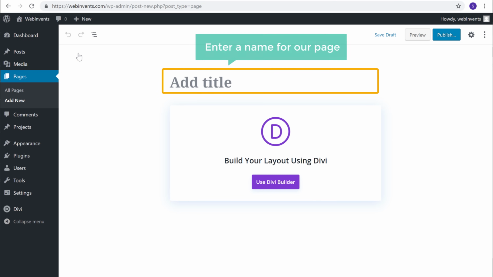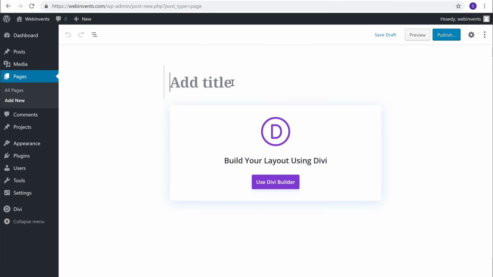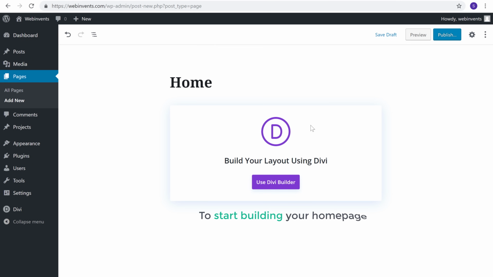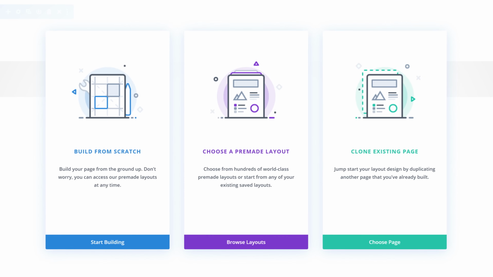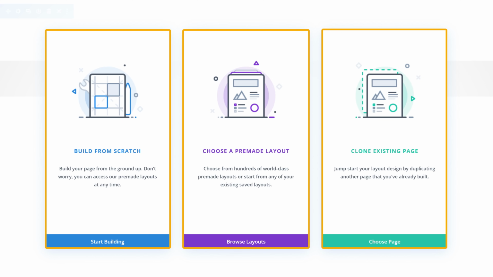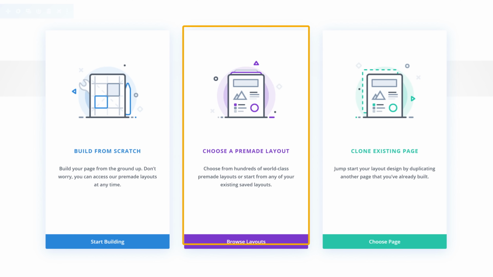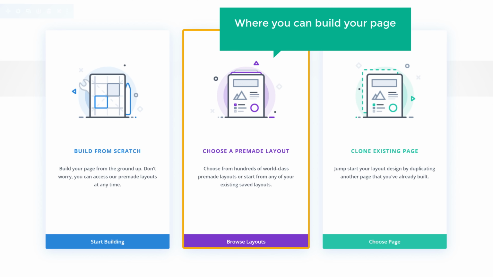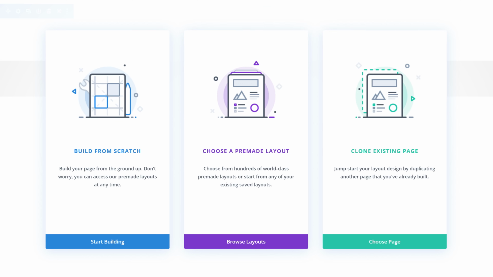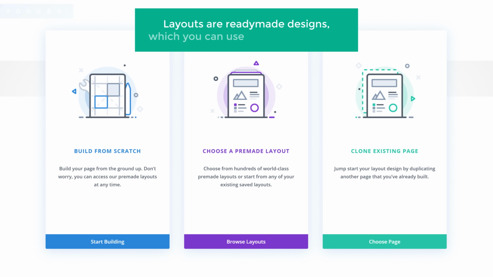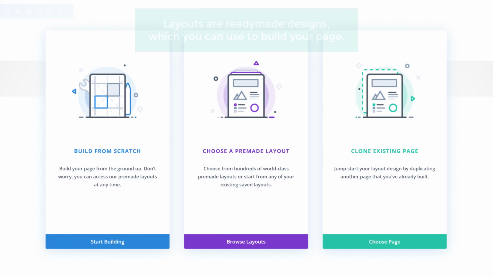Now here, we need to enter a name for our page. I'm going to call this page Home. Now to start building your homepage, just click Use Divi Builder. And now you will get 3 options to create your page. First, we're going to see this option where you can build your page using layouts. So layouts are ready-made designs which you can use to build your page. So let's click Browse Layouts.